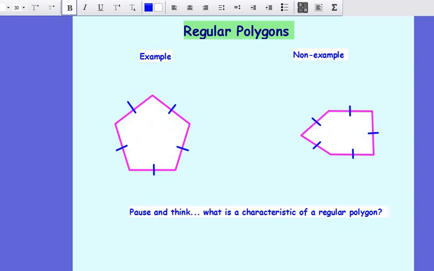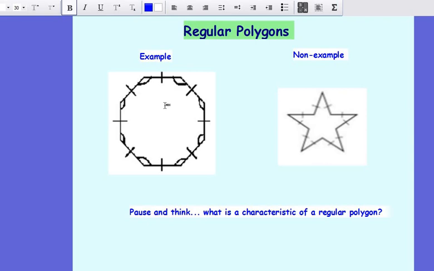Right, now I've got 2 shapes where all the sides are equal on both sides. However, the one on the left is a regular polygon, but the one on the right isn't a regular polygon. Have a little think. What do you reckon a regular polygon has to have? Right then, what do you think a regular polygon has to have if the one on the left is and the one on the right isn't? Equal angles, exactly. A regular polygon must have equal sides and equal angles.